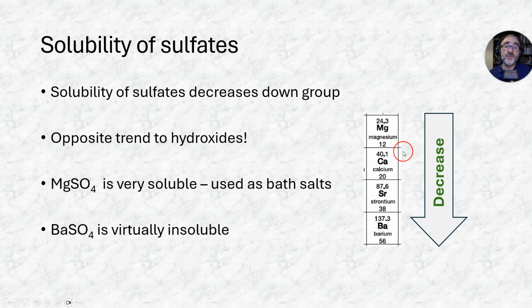Starting at the top, magnesium sulfate is very soluble. It's used in bath salts. Hydrated magnesium sulfate is Epsom salts, so you may have used that. Maybe you at home or someone in your family is using Epsom salts as a bath salt. Going down the group, they get decreasingly soluble, such that actually barium sulfate is virtually insoluble.